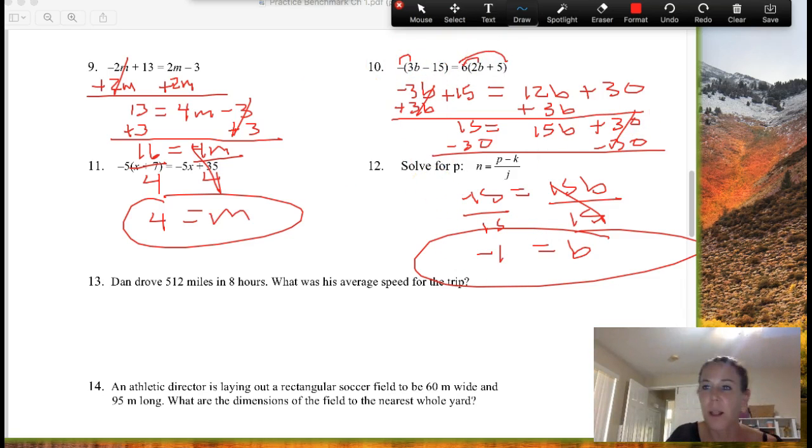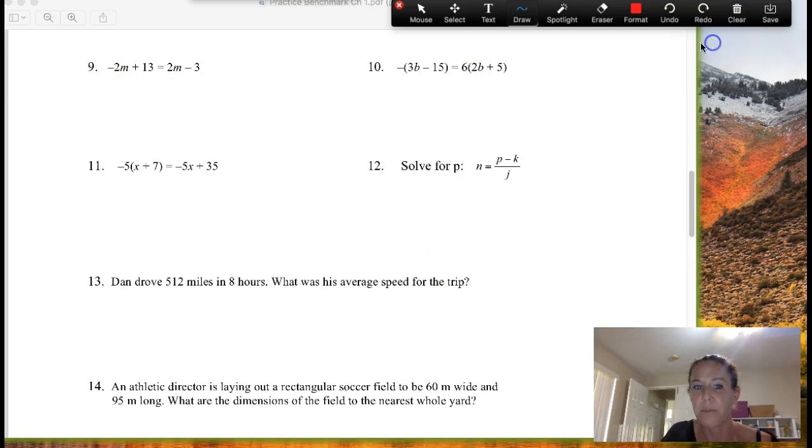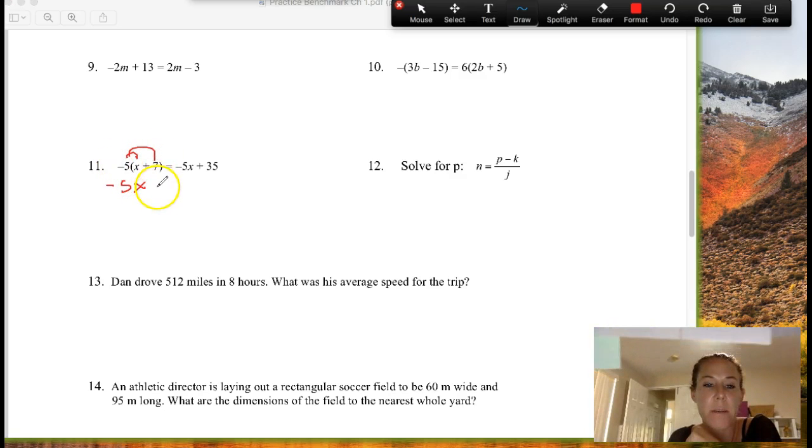All right, on to number 11. Let's look at 11. Let's go ahead and solve this. Use distributive property first. You want to get rid of parentheses first. So simplify one side before you start working on both sides. So -5 times x is -5x. And then -5 times 7 is -35. All right, so that's that side.